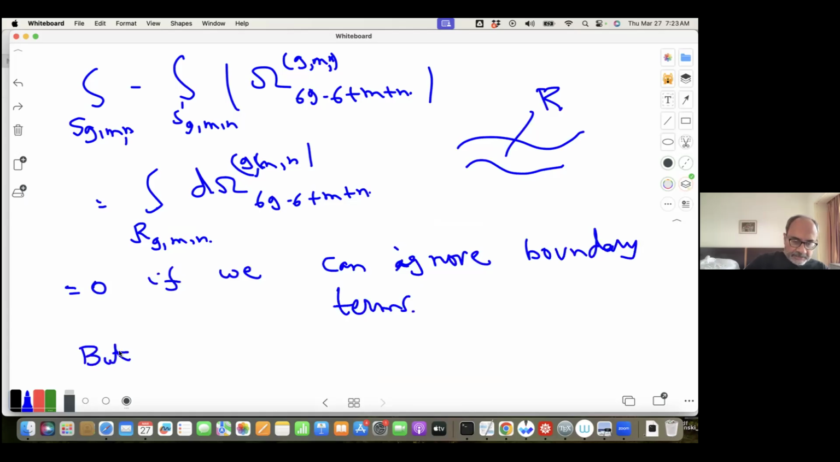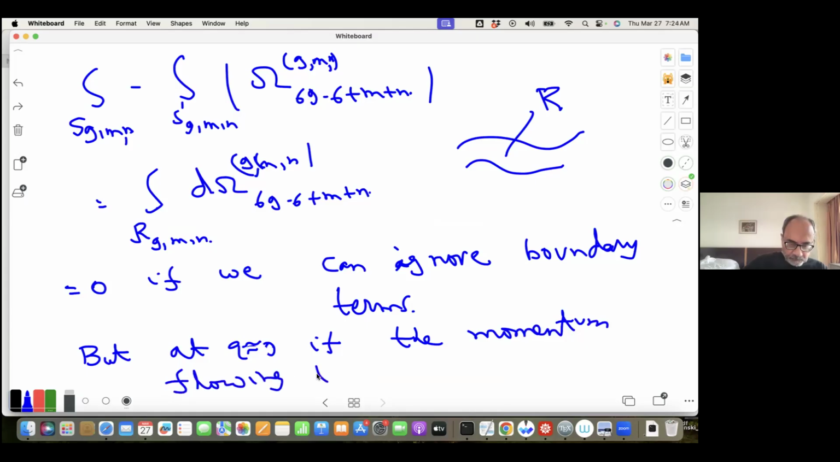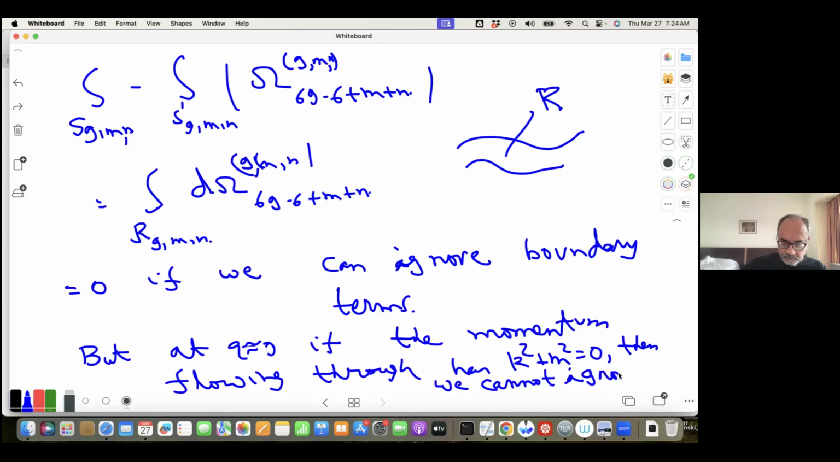But at q equal to 0, or if it is nearly equal to 0, if the momentum flowing through has k square plus m square equal to 0, then we cannot ignore boundary terms. Right?